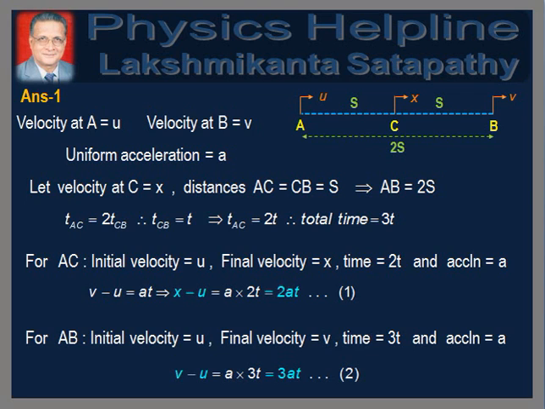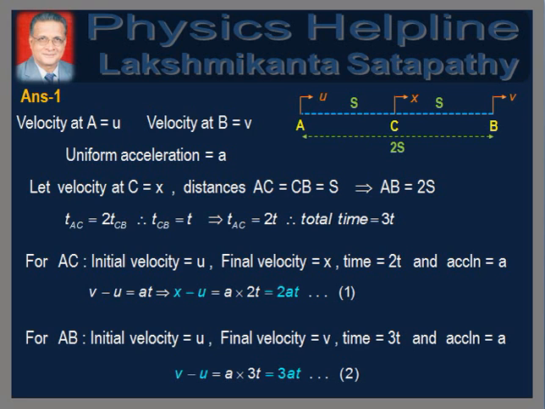Let us first solve the problem in question 1. The situation is shown in the figure. The velocity of the particle at A is equal to u, which changes to v at B. Let the uniform acceleration of the particle be equal to a. Let the velocity of the particle at the midpoint C be equal to x. Let the distances AC and CB each be equal to s. Therefore, the distance AB is equal to 2s.